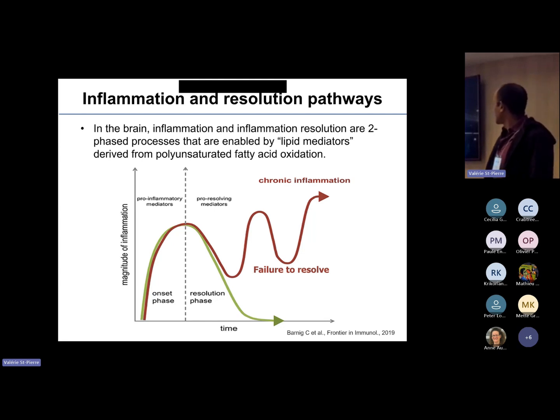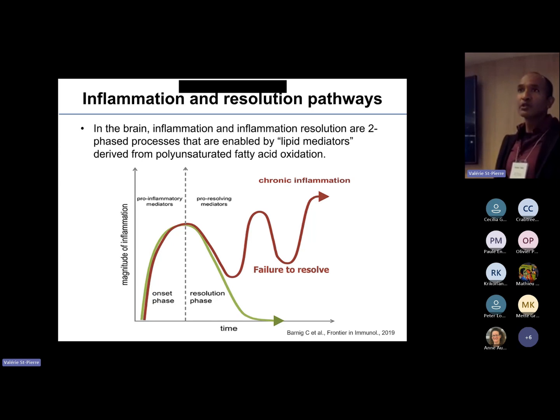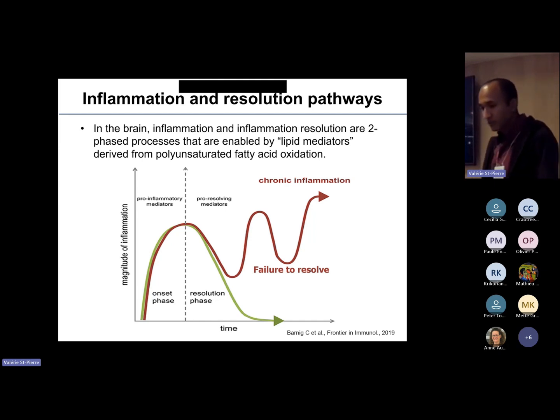And in a lot of diseases, including brain disorders, there's this idea that resolution never gets back to normal. So you end up with a state of chronic inflammation, right? If you never resolve inflammation, then you're just going to be inflamed the whole time. And I'll show you some evidence to back that up. But the idea is there are two phases under normal conditions. In pathological conditions, this goes astray.